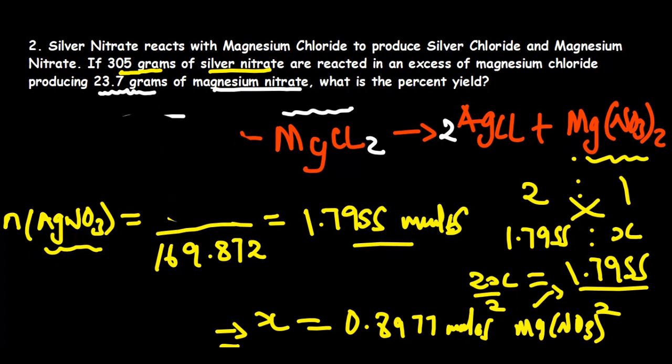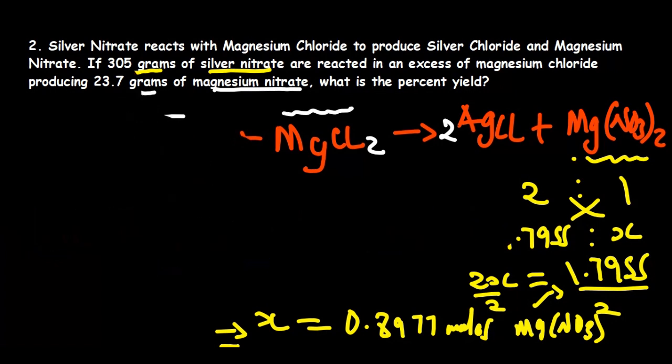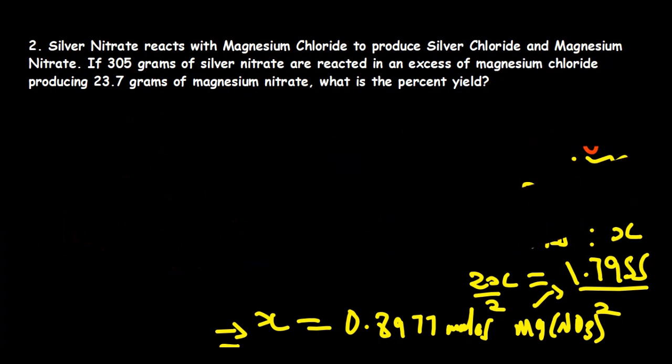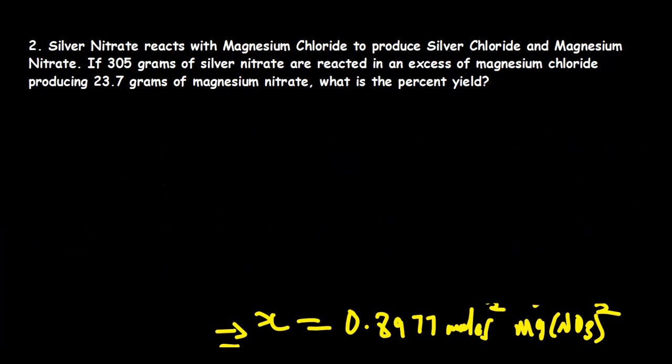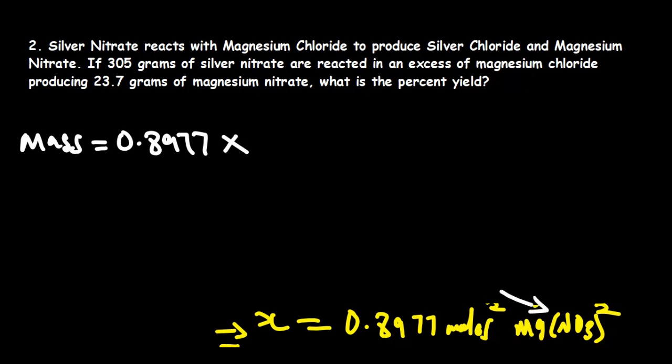Since now we have the moles of magnesium nitrate, we can use the formula mass is equal to moles times the molar mass to find its mass. So let's find its mass. Mass is equal to the moles, which is 0.8977, multiplied by the molar mass of magnesium nitrate there. So what's the molar mass of magnesium nitrate? We're just going to add.